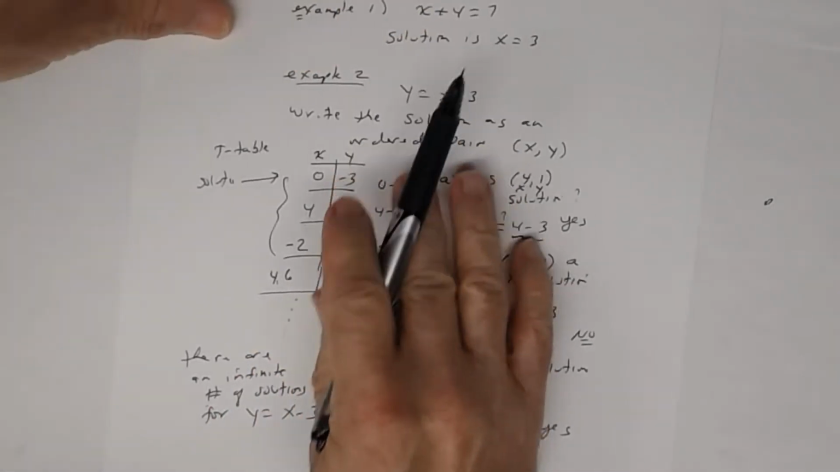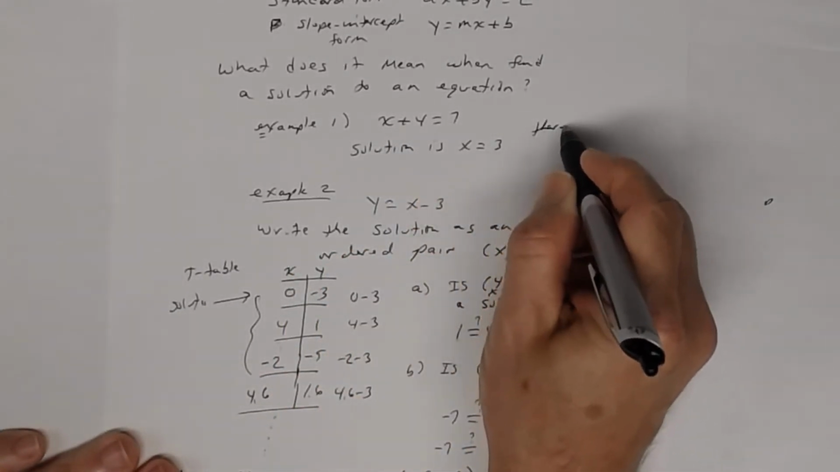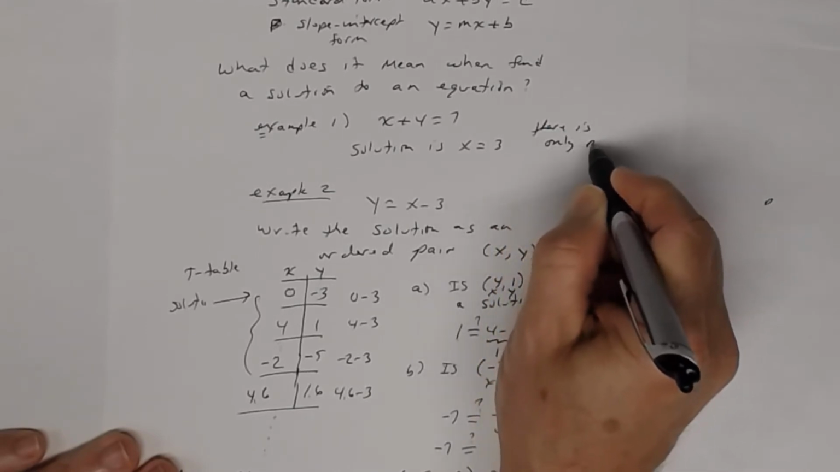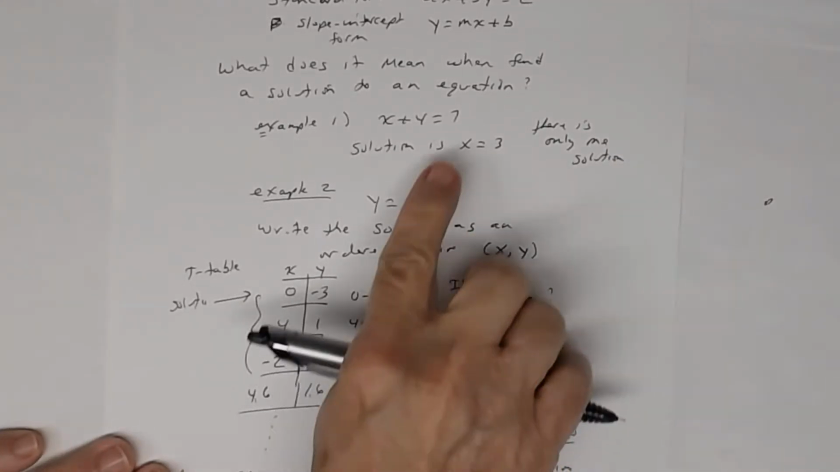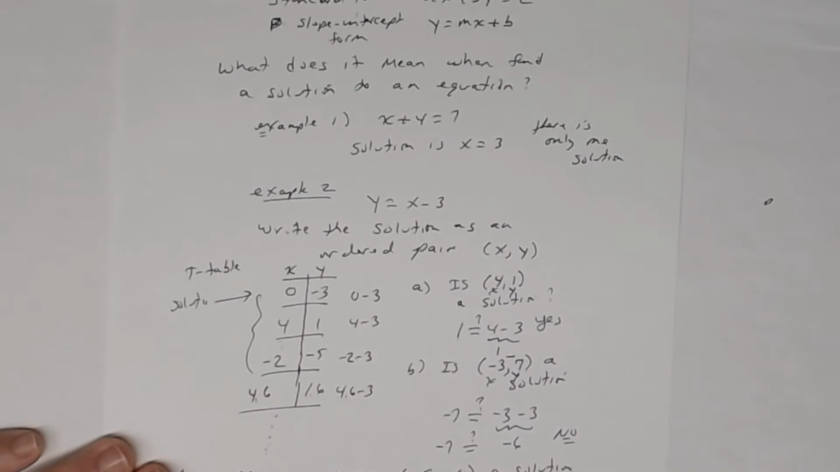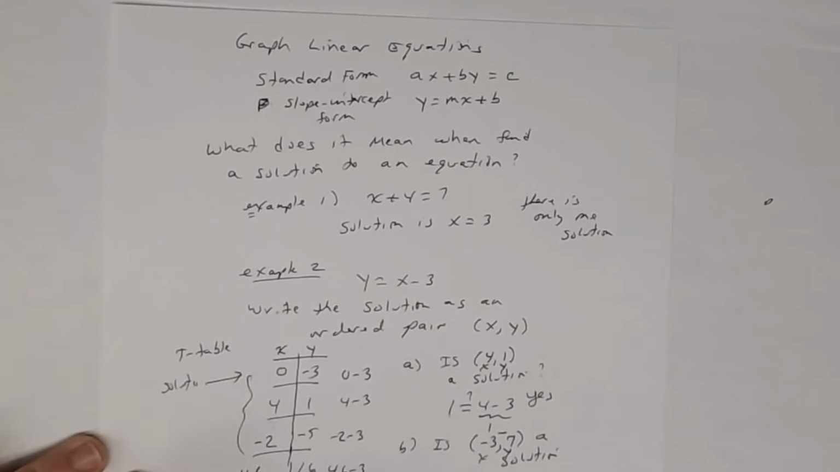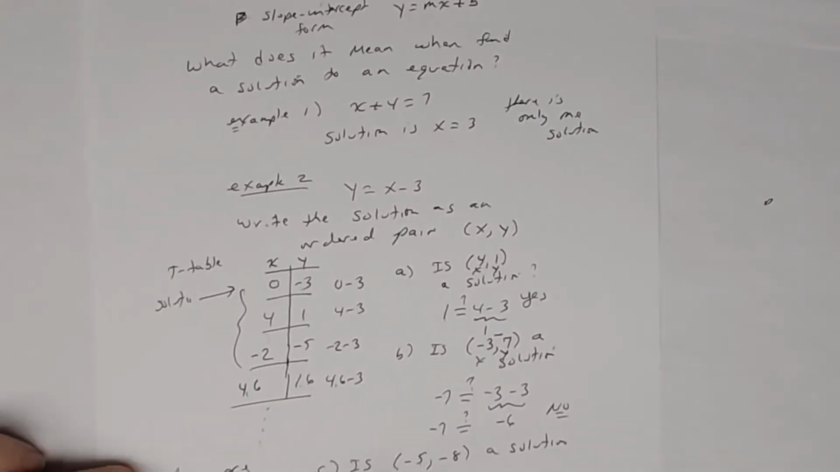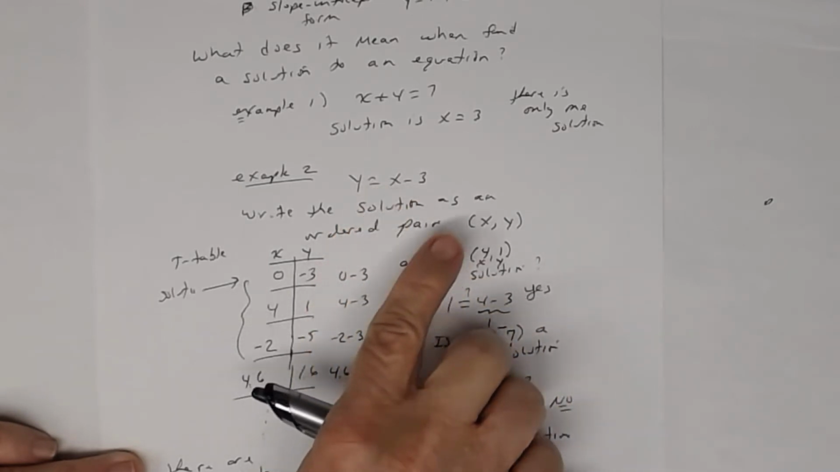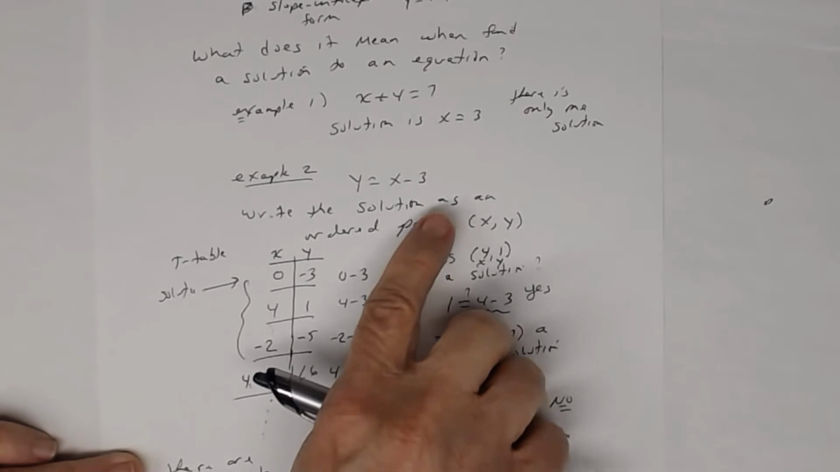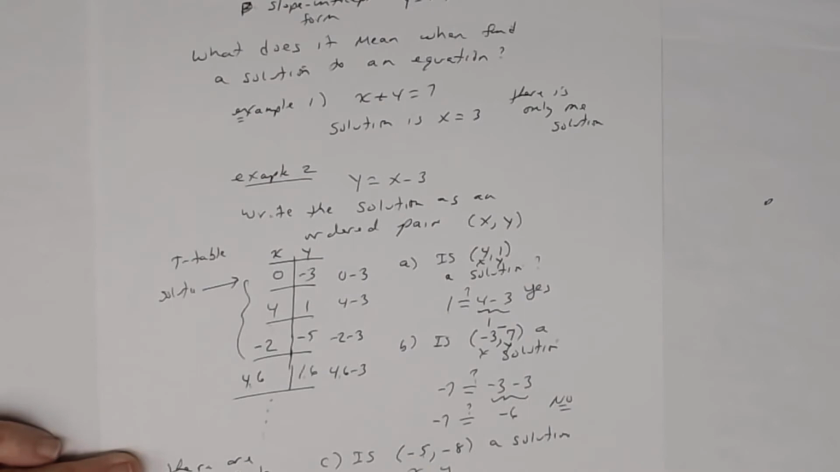Notice when we did that example number 1, how many solutions were there? That was just 1. So here, there's only one solution, and the solution happened to be x equals 3. So there's a finite number here, there's an infinite number here. Okay? All right, so that's what we mean when we find a solution to an equation. In this case, with the two variables, you're finding the x and y values that will make this equation a true statement. You're finding the ordered pair that will make this equation a true statement.